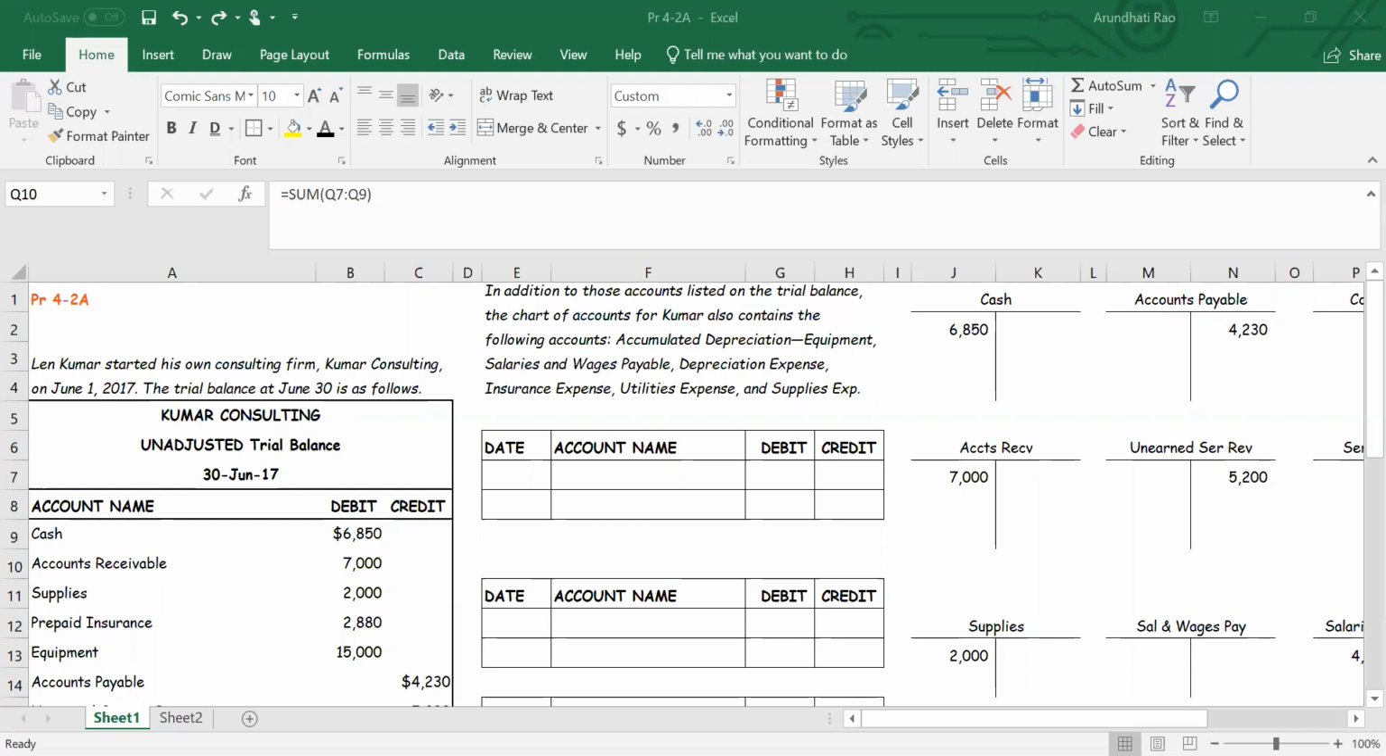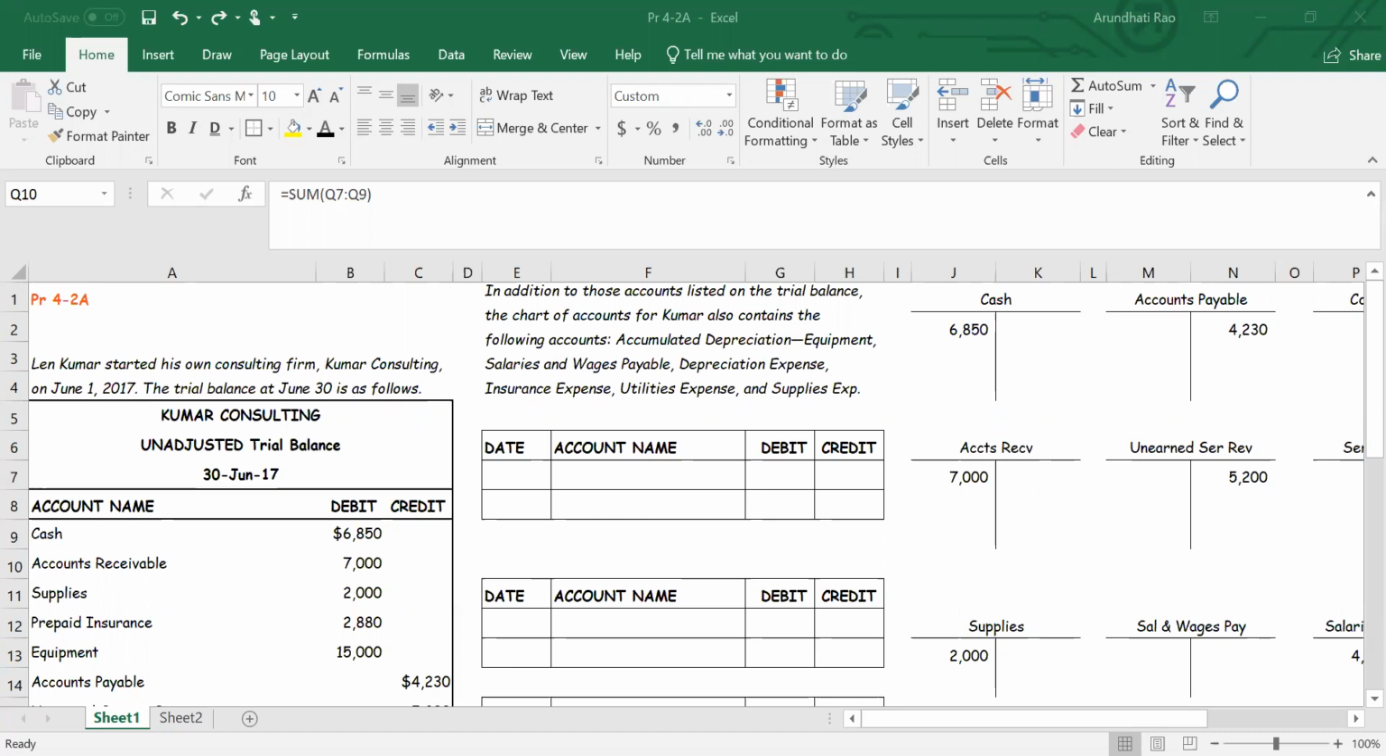Then they tell us, in addition to those accounts listed in the trial balance, the chart of accounts also contains the following accounts. They've given us a list of account names, and then they've given us 7 additional pieces of information. We've been asked to prepare the adjusting entries for the month of June, post the adjusting entries into the ledger, and then finally prepare an adjusted trial balance at June 30th, 2017.